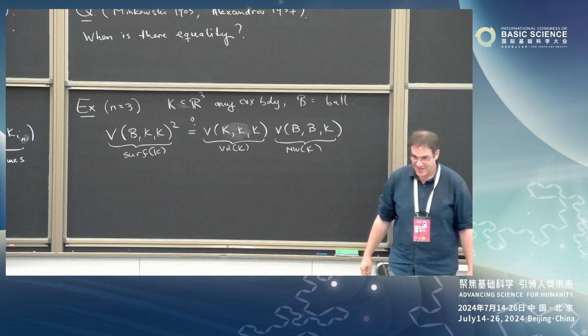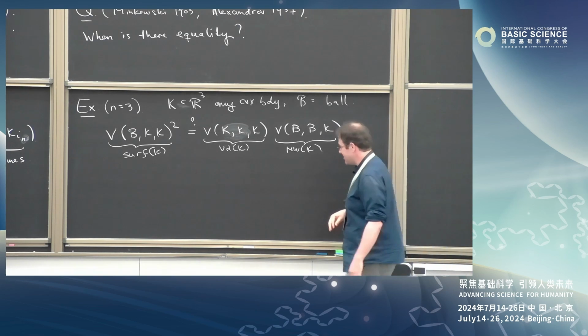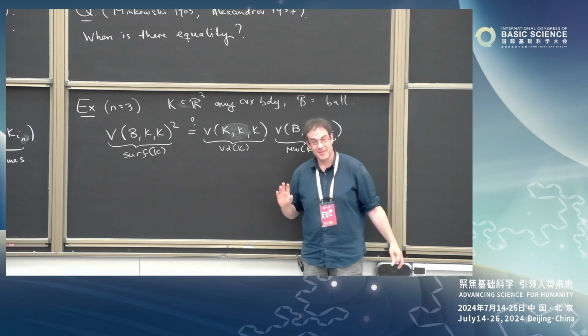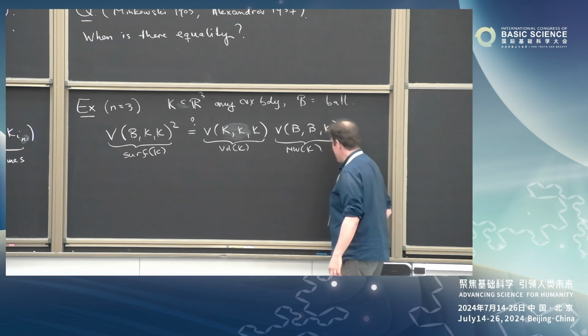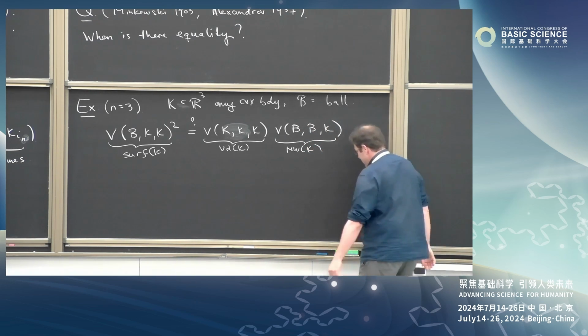So, you can ask people to guess, right? And I always get the same guess, which should be an ellipse or something like this. But this turns out not to be the answer. So the bodies turn out to be remarkably strange.